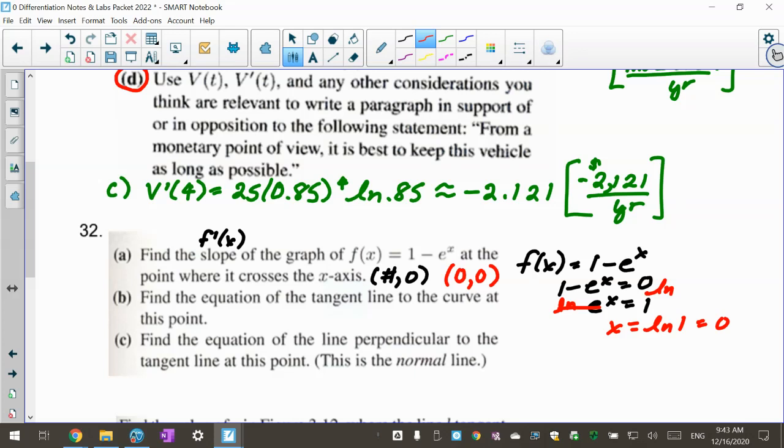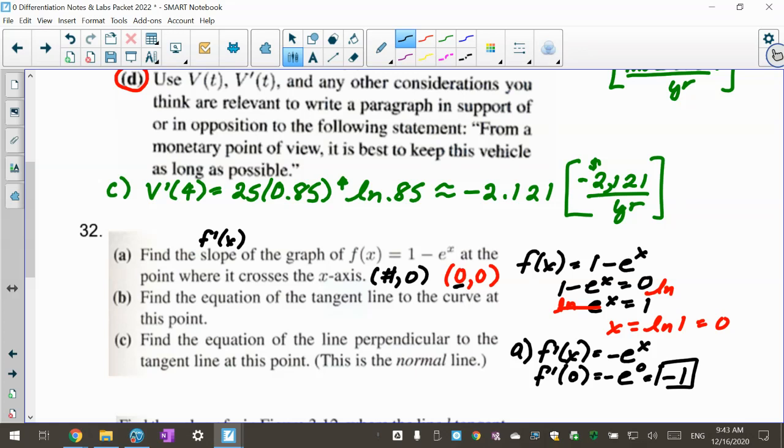So for A, we're still doing A, I'm going to do f prime of x. The derivative of 1 is 0. The derivative of e to the x is e to the x. So don't forget the negative sign, it is still negative e to the x. Now I know x is 0, because we just found it, so I'm going to do f prime of 0 and find out what the slope would be. And that would be negative 1. So the slope at (0, 0) is negative 1. You can graph and check these, but that would be the answer to A.